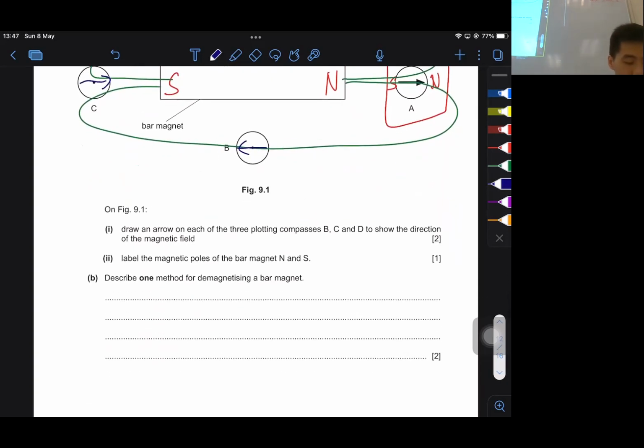Then after that, describe one method to demagnetize a magnet. What are the 3 methods to demagnetize it? First one, Mishan.